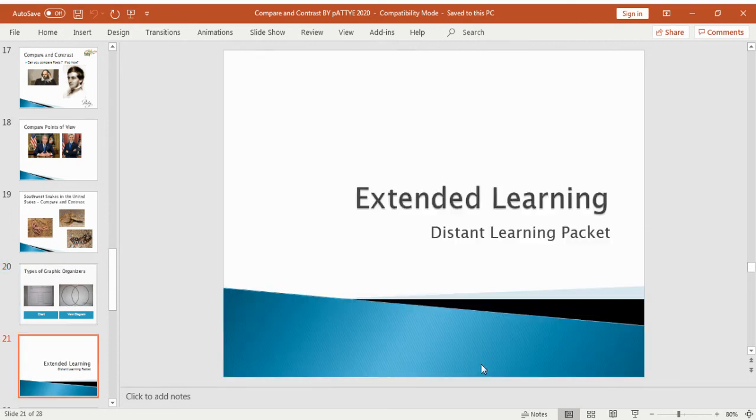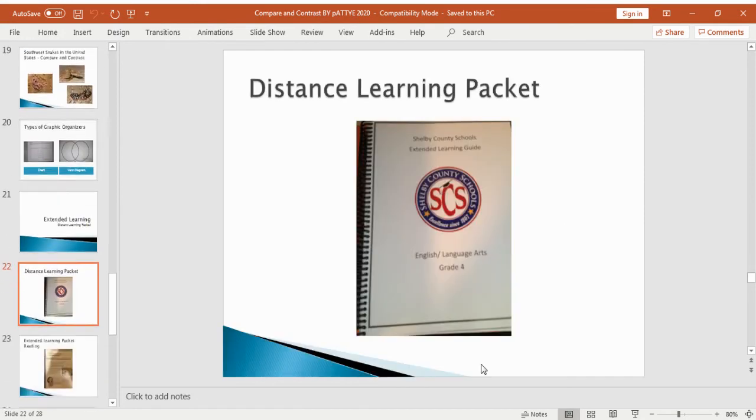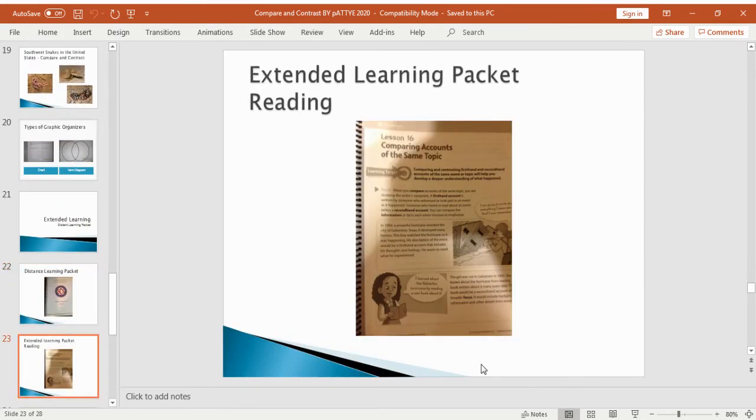In order to practice things that you have learned in your distant learning packet in reading, you will be doing lesson 16 on comparing accounts on the same topic. In other words, you will be comparing points of view that people had on the exact same topic. This is an extension of our lesson that we have on comparing and contrasting.